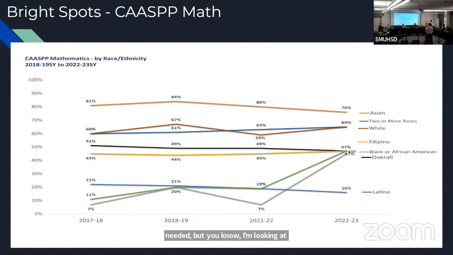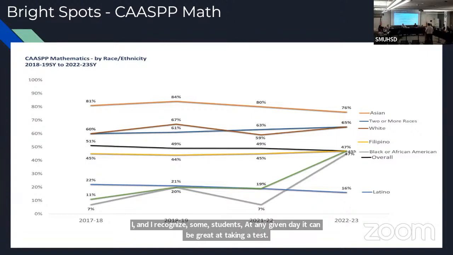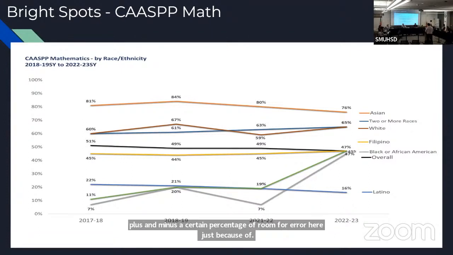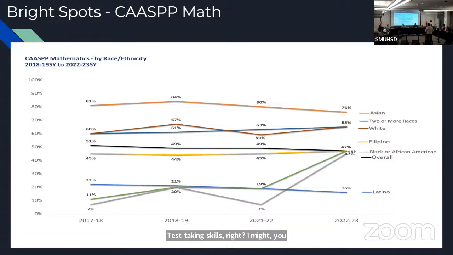And I recognize some students on any given day can be great at taking a test, and some students can be not so great at taking a test. So there's plus and minus a certain percentage of room for error here just because of test taking skills. But when I see our Latino students going from 22% to 21% to 19% to 16%, I think none of us can be happy about this slide, but I'm particularly solemn about this slide. I think the next step would have to be putting some more support and finding out how we can help those students. Trustee Chavez, just piggybacking on that, I think it's a good point.